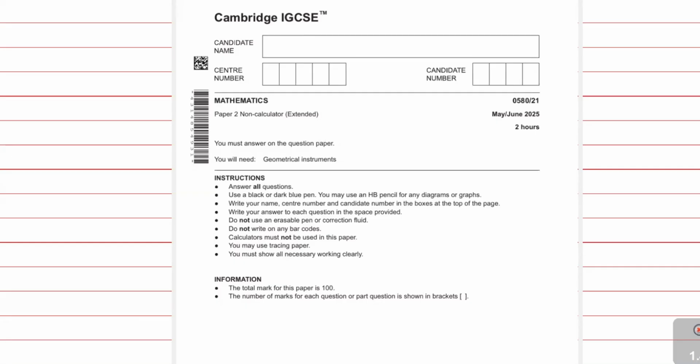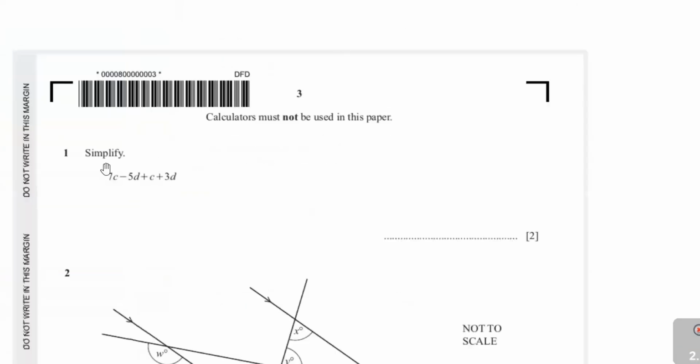Let's start question number 1. Simplify 5c minus 5d plus c plus 3d. Look here, the like terms are 5c plus c. Firstly, we will simplify. This will be 8c, and next minus 5d plus 3d. This will be equal to minus 2d, and therefore 8c minus 2d would be the answer.